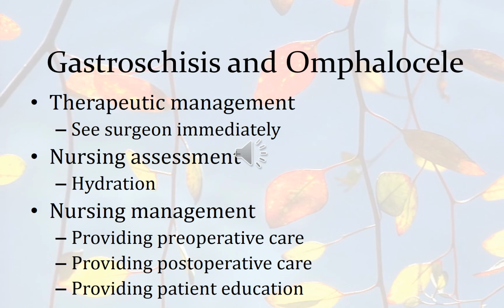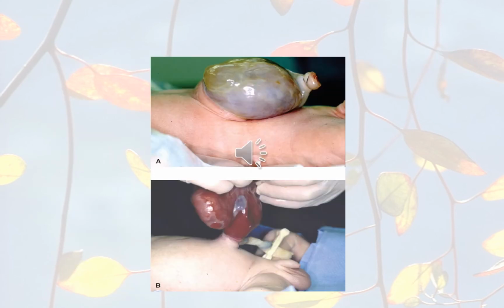Post-operatively, fluid maintenance and electrolytes is huge, and a lot of times so we can let the child's bowels heal, we will have these kids on TPN and lipids. Just another visual for you. The top picture is an omphalocele. You can see that sac is coming out of the umbilical cord, where the bottom picture is gastroschisis, where the intestine and stomach in a sac are protruding out next to the umbilical cord.